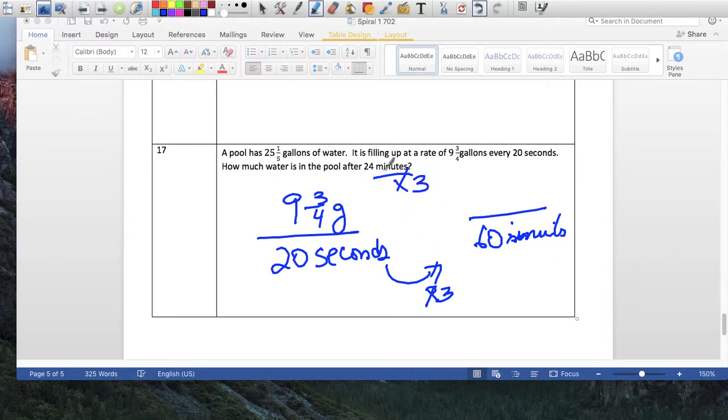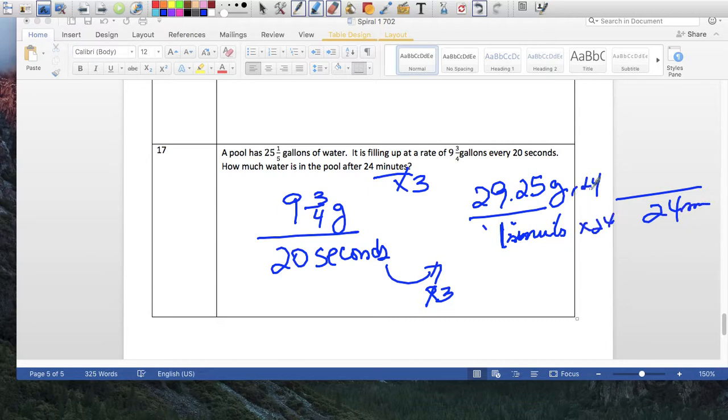On my calculator, I don't have fractions, so 9.75 times 3. We get 29.25 gallons in 60 minutes. Sorry, not in 60 minutes, in 1 minute. What am I doing here? In 1 minute, right? There's my unit rate. So now, if I want to find out how much in 24 minutes, it's easy. Times 24, and I get 702 gallons.